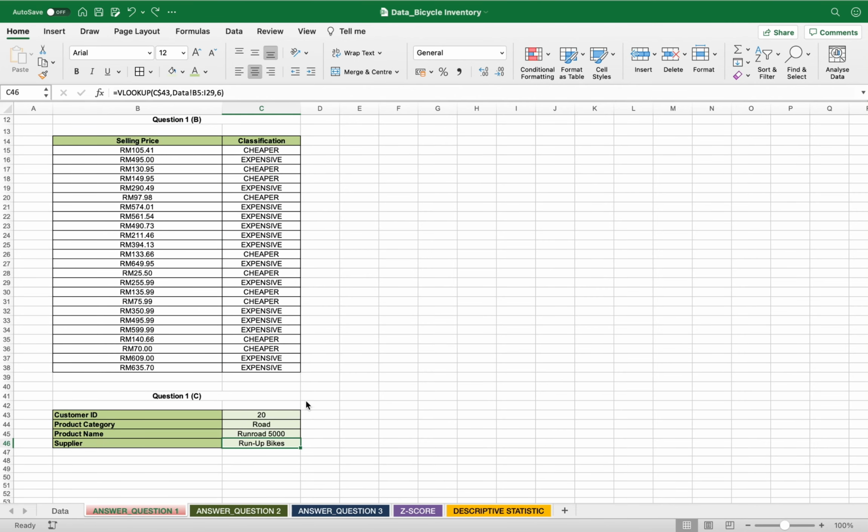Okay, 1C, customer ID, which is 20. To get product category, I just use the formula equal to VLOOKUP, and then I click this one, and then click all of the data, and then I just put 2 for product category. And then for the next one, I use the same formula, but I change it to 3. And then for supplier, I still use the same formula, and I change it to 6. So I will get all of the answer.